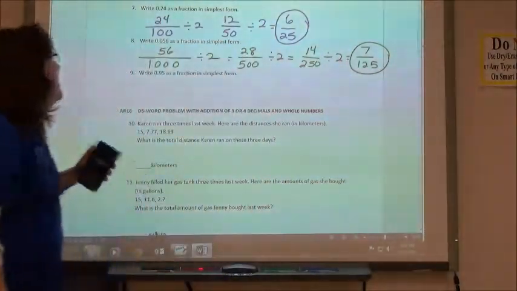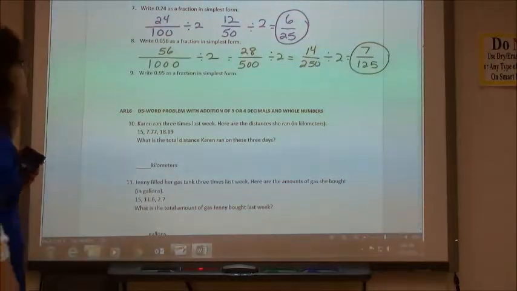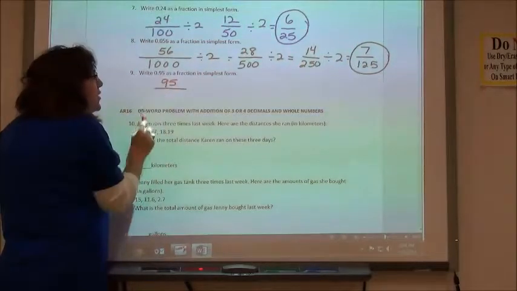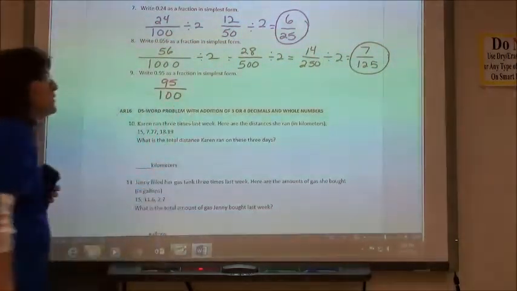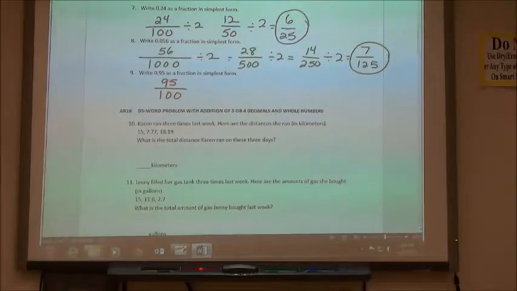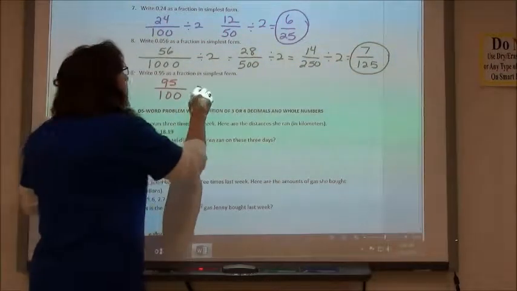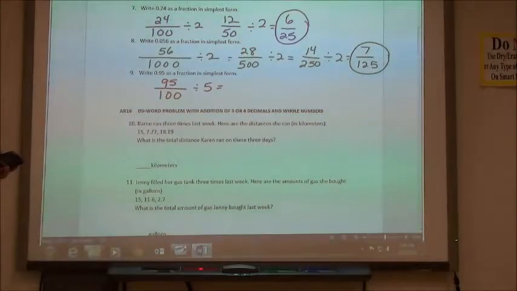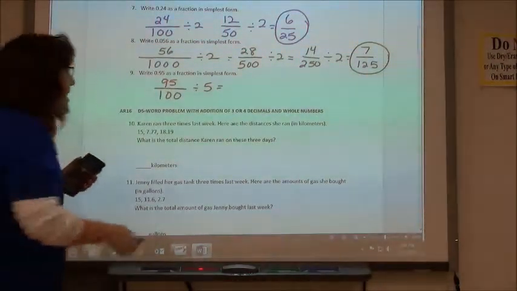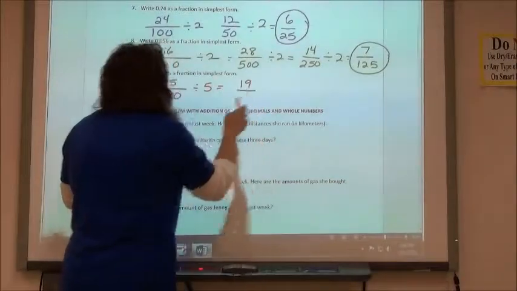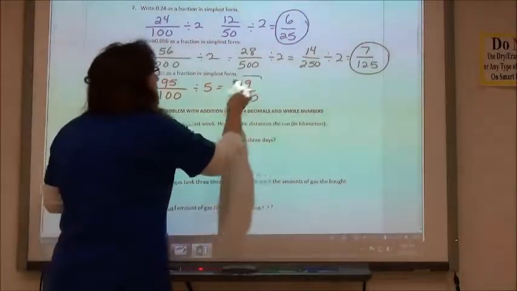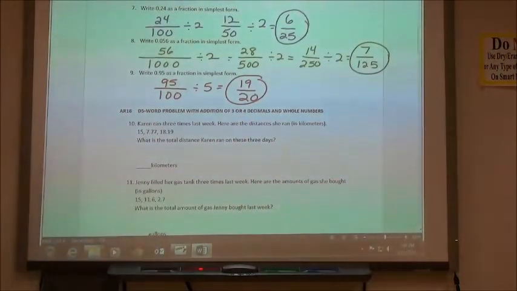And number 9, 0.95 as a fraction would be 95, and then tenths, hundredths, 1 with 2 zeros, 2 places after the decimal is the hundredths spot. Here I can divide by 5 because I end in 5s and zeros. 95 divided by 5 is 19. 100 divided by 5 is 20. So 0.95 is 19/20ths as a fraction.